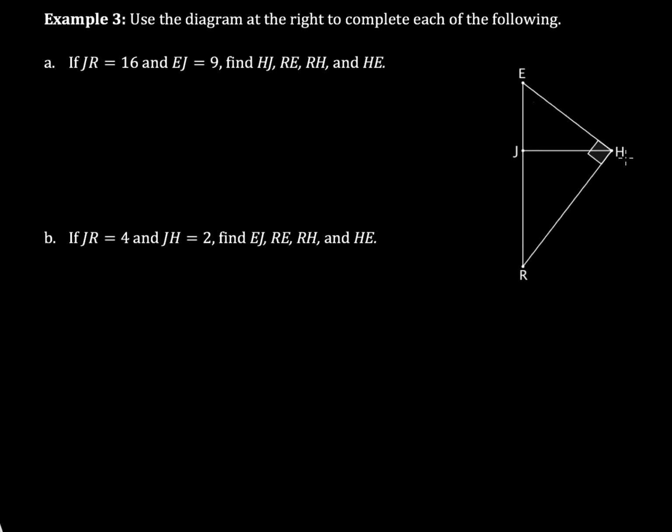Here we have that situation. I forgot to put a right angle right there. Segment HJ is the altitude from the right angle down to the hypotenuse in this right triangle.